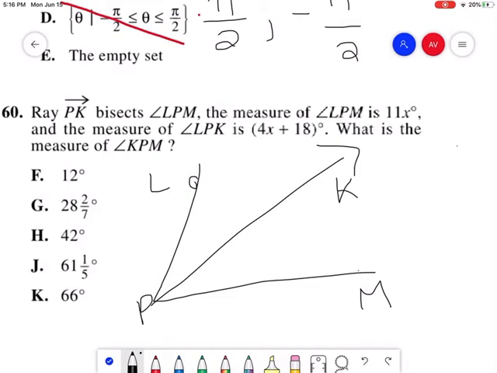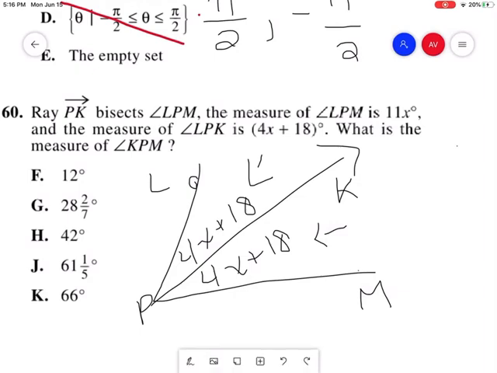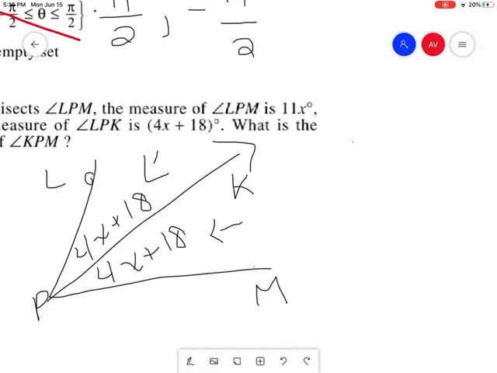So based on the problem, we know that this angle right here is 4x plus 18. And we also know that PK, this ray, bisects the angle LPM, which means that this angle and this angle are the same thing. So we can write 4x plus 18 right here. So these two angles are the same thing, and they both equal 4x plus 18. The problem also tells us that the angle LPM is 11x. And we know that LPM is the two little angles combined together.